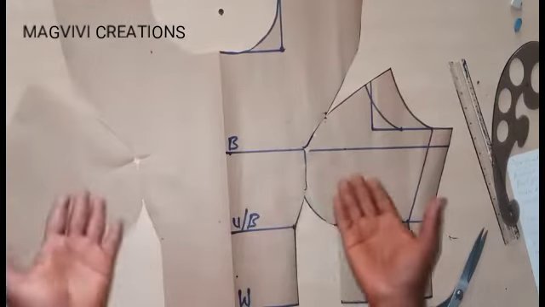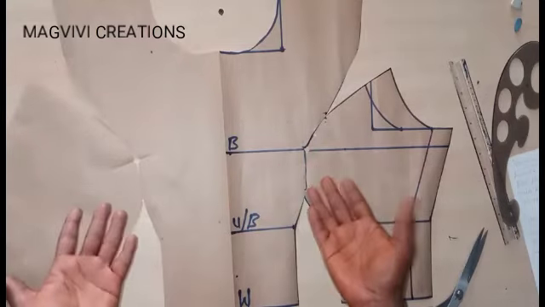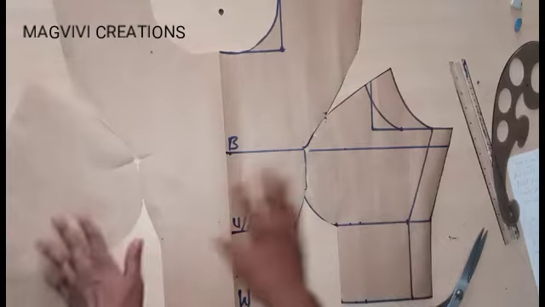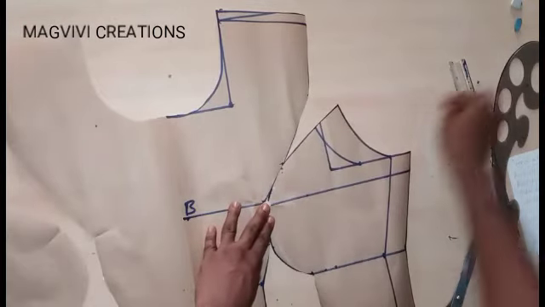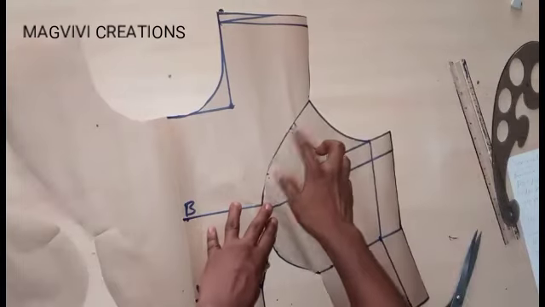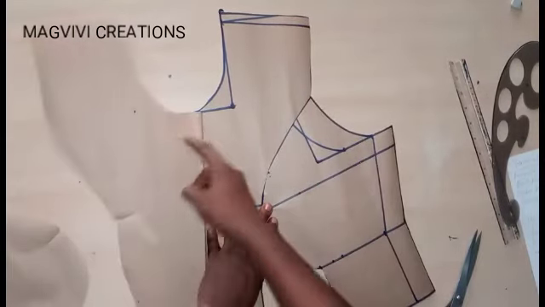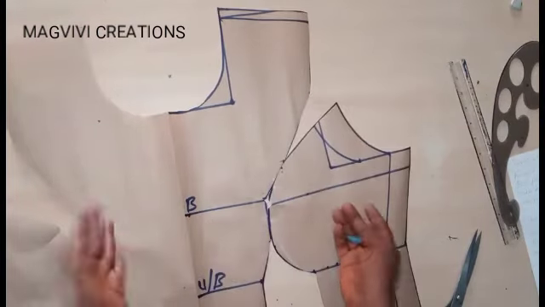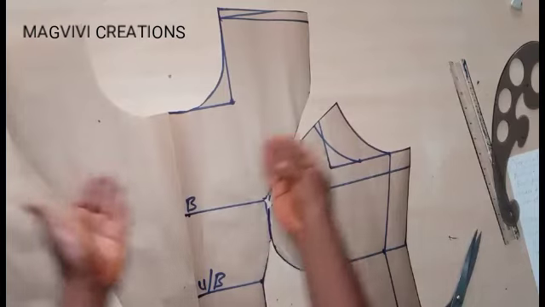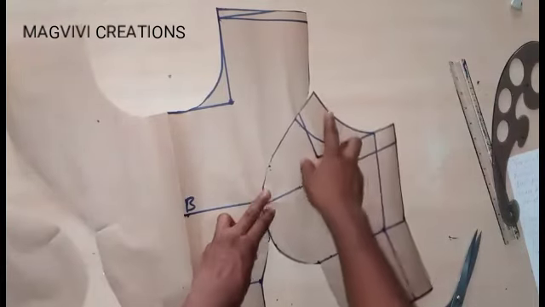Now if you want this to be an off shoulder blouse, what you will do is just cut out the shoulder part. Cut out the shoulder and create the type of neckline you want for your off shoulder, and you are good to go. If you want it to be a tube top, you will do the same thing as for the off shoulder. The only difference is that the off shoulder will have sleeve.